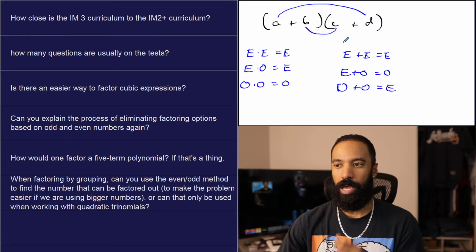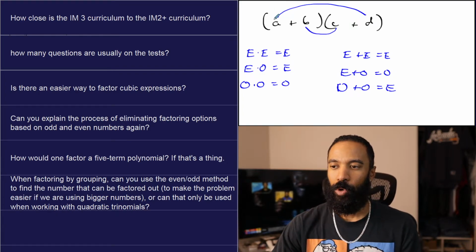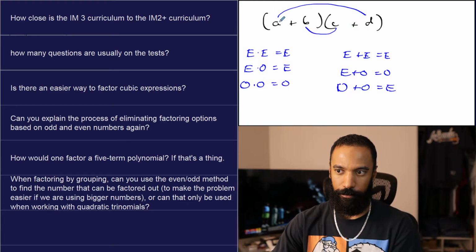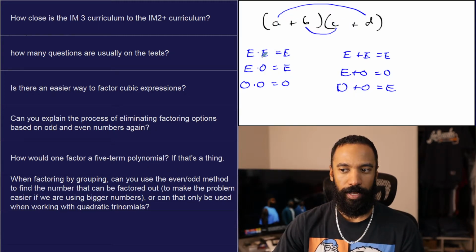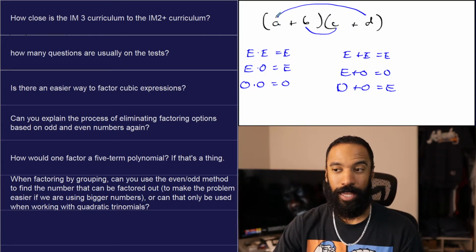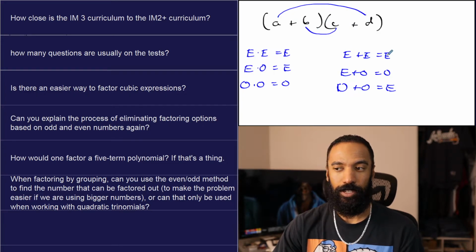So the reason I bring all this up is because in the FOIL aspect, when you multiply, if a and c were both even numbers, straight up, once you multiply an even number with something, you get even. And you know what happens when you add an even with an even? You get an even.